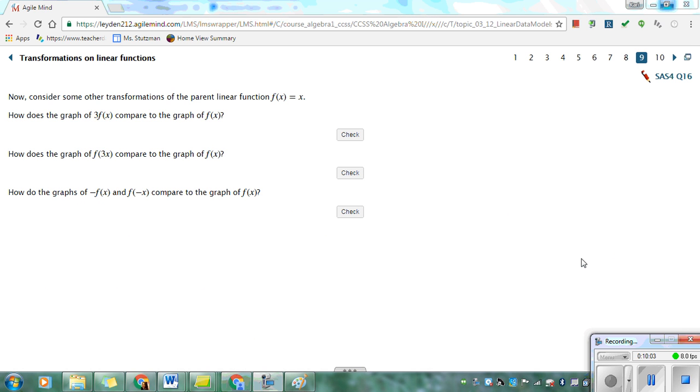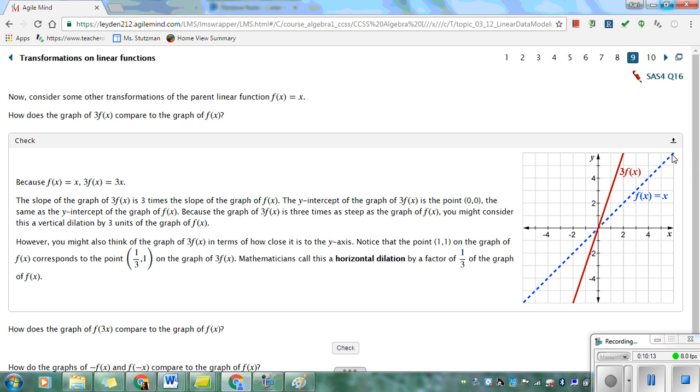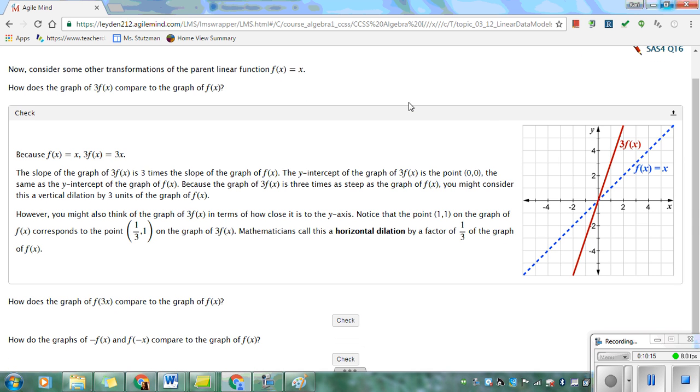For this last one here, we are going to just compare the first one. So the parent function f(x) = x, and now we're going to compare 3 times f(x). And we want to see, so we have to first analyze the graph. And because we have that 3 there, you can see that the graph became steeper than the parent graph by a lot. Also, the y-intercept stayed the same, which is a y-intercept of 0. So they both have a y-intercept of 0, however, my red line is now steeper, and it's actually 3 times steeper.